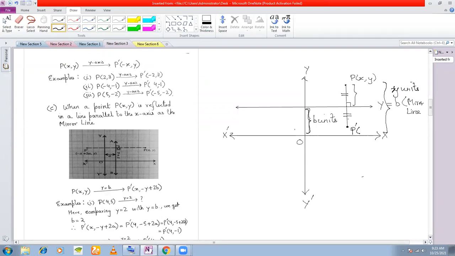Right? So how much should be this distance? This distance should be y minus b units, right? Because this entire distance is y and this distance is b. So you measure y minus b distance here. And then you write the coordinates of P'. You will find that the x coordinate will remain the same. The sign of the y coordinate will change along with a plus 2 times b.